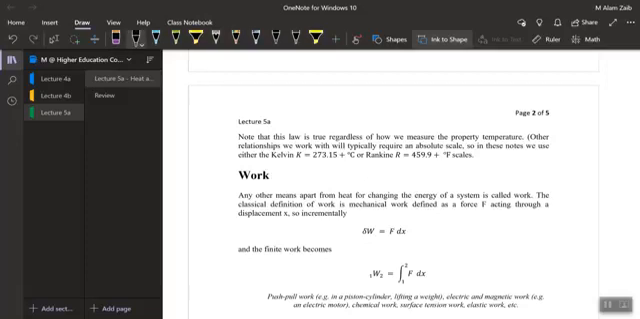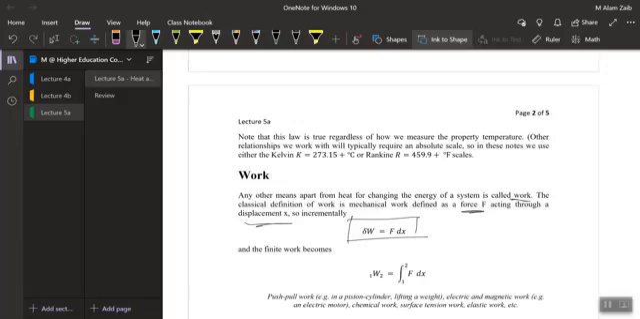So another means, apart from heat, for changing the energy of the system or changing the state of the system is called work. In a simple classical definition, mechanical work is defined by force into displacement. In other words, force into displacement is what we call work done.